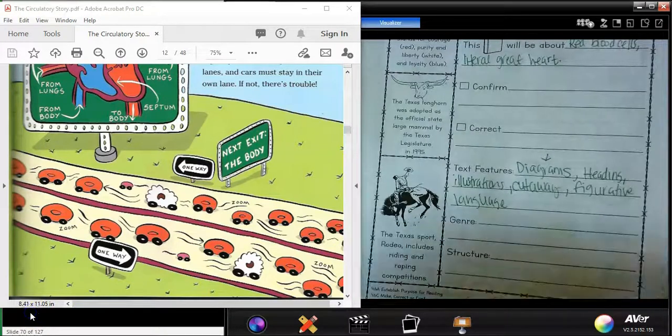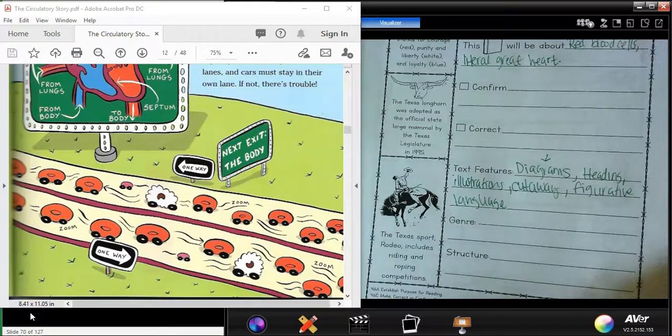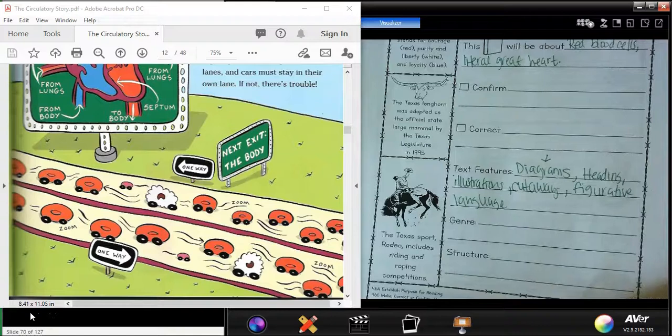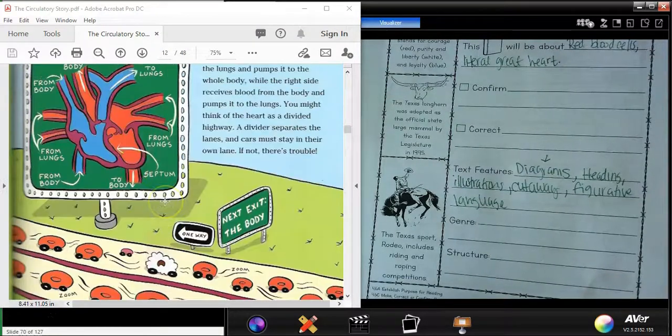Okay, boys and girls, so now we are down to genre. Now, some of you said, Ms. Alvarado, this text is fiction because it has a lot of illustrations. I know these illustrations aren't real. I do have red blood cells in my body, but that creature is not real. It has a lot of illustrations. There's no photographs. It's not real. However, boys and girls, all the information the author is giving you is real.